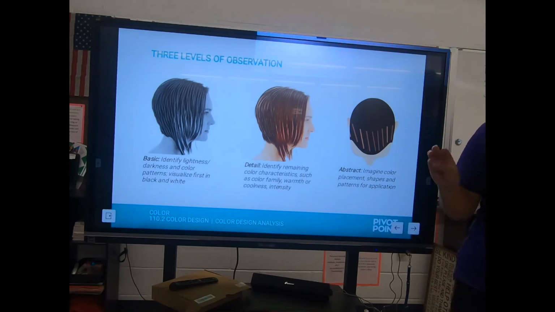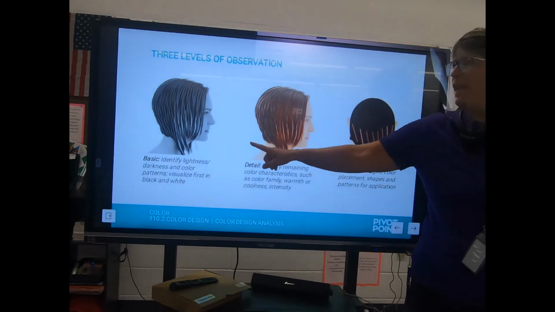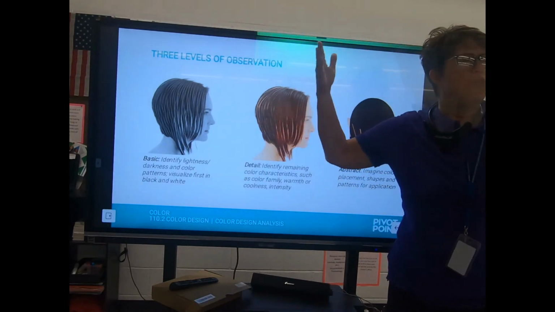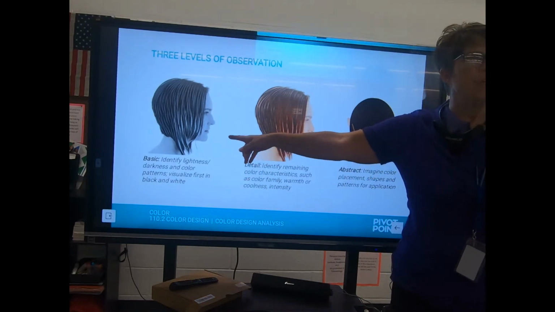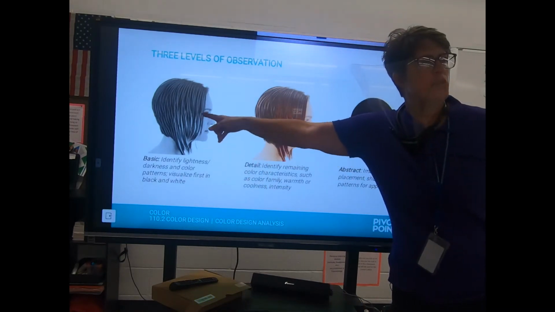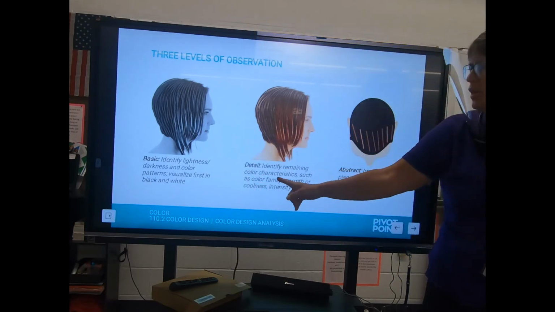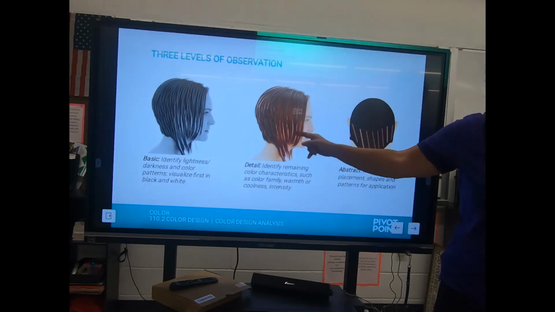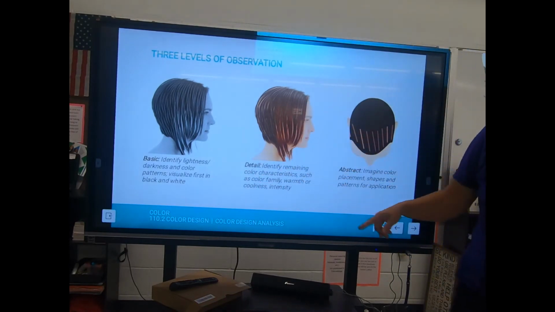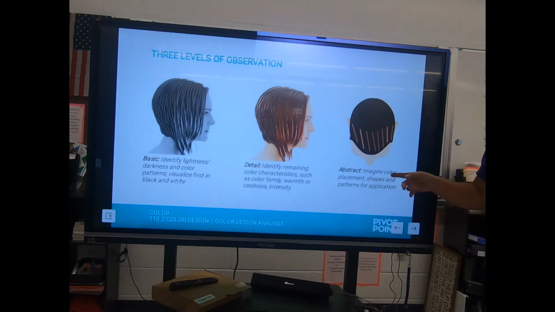The three levels of observation. Basic: view it as if it's in black and white. Where do you see lighter colors and where do you see darker colors? Detail: what colors are you seeing? And abstract: how would you put the foils in to create that?